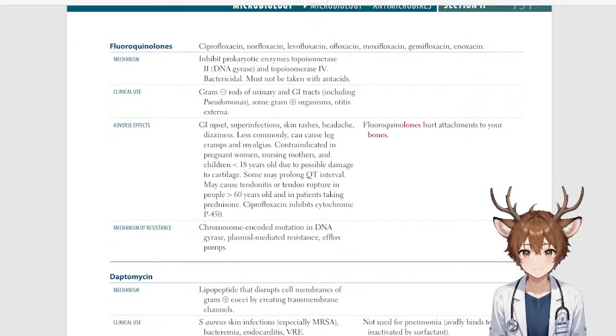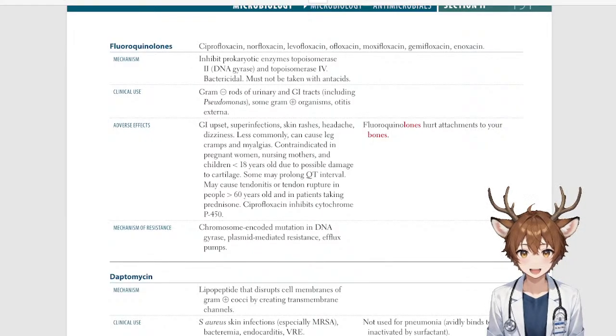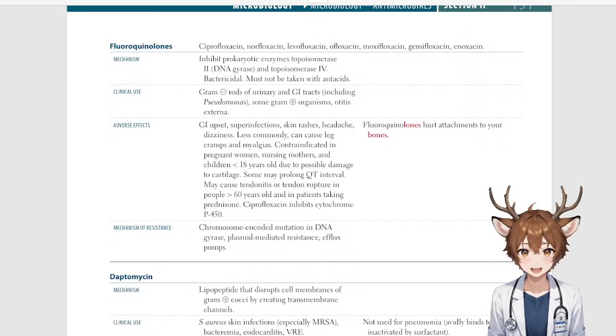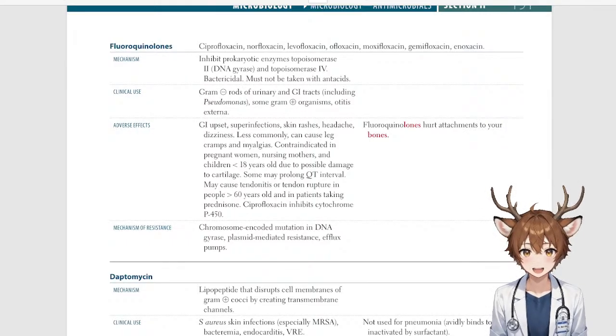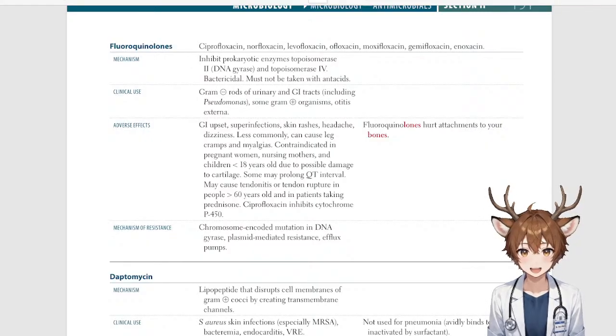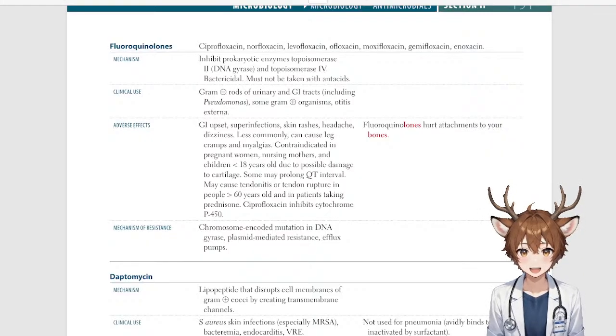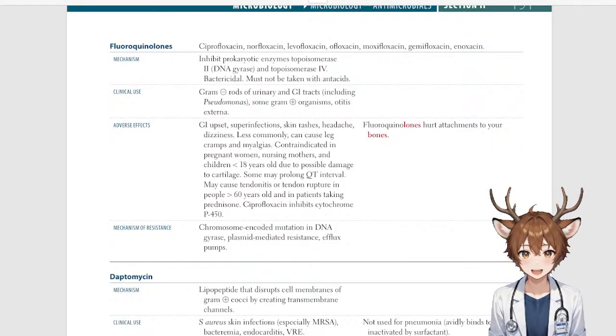Fluoroquinolones: ciprofloxacin, ofloxacin, and the respiratory fluoroquinolones, levofloxacin and moxifloxacin. Mechanism: inhibits the prokaryotic enzymes topoisomerase 2, DNA gyrase, and topoisomerase 4. Bactericidal. Concurrent ingestion of divalent cations, dairy, and antacids markedly decreases oral absorption.